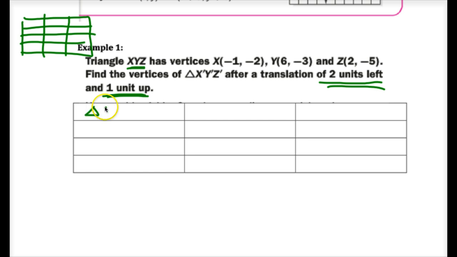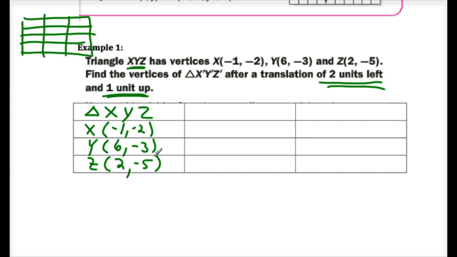We go triangle X, Y, Z. There's the original triangle. And we gave you 3 more rows to label the points X, Y, and Z. From the problem, Miss Emily, what are the coordinates of point X? Excellent, (-1, -2). Everybody jot down what Y and Z are. Y is (6, -3), and Z is (2, -5). So there's the original triangle with its vertices listed.